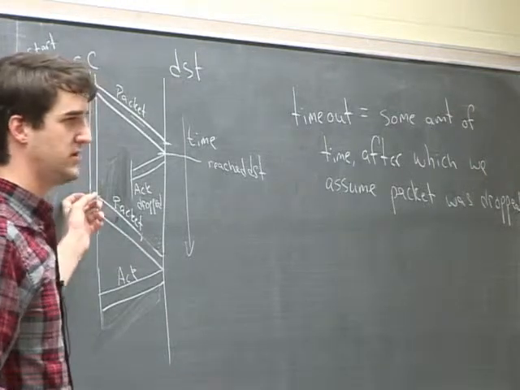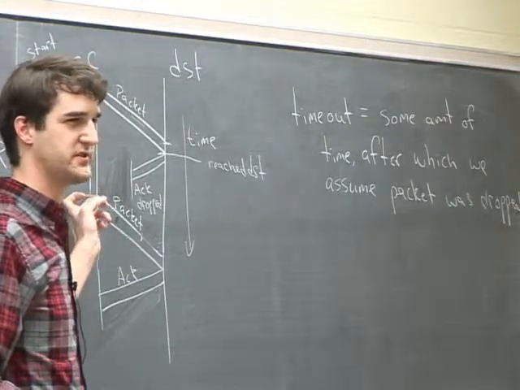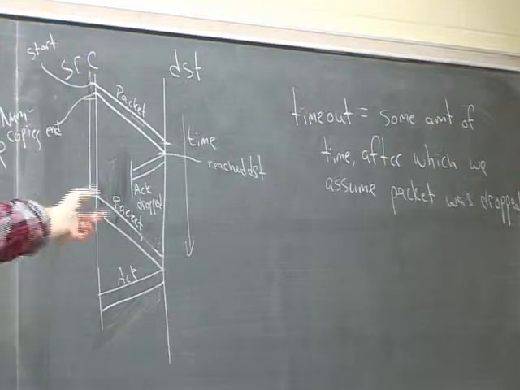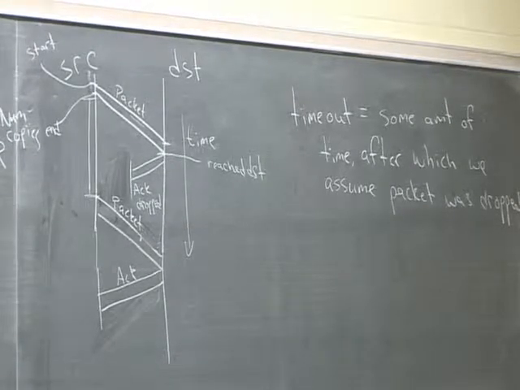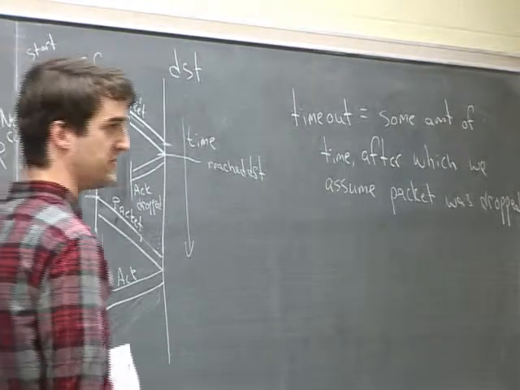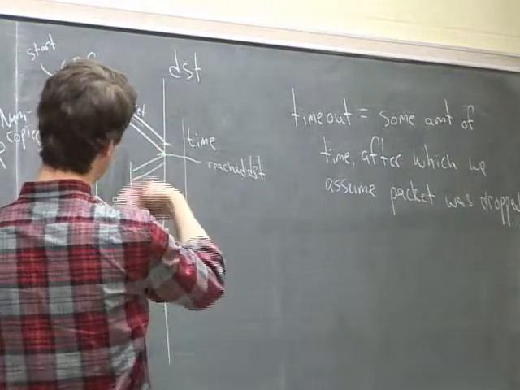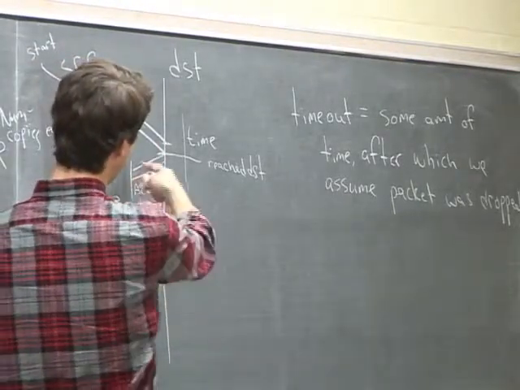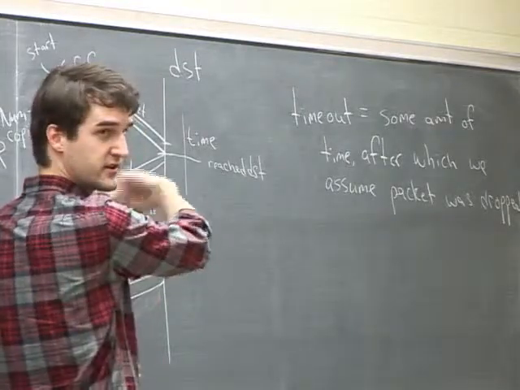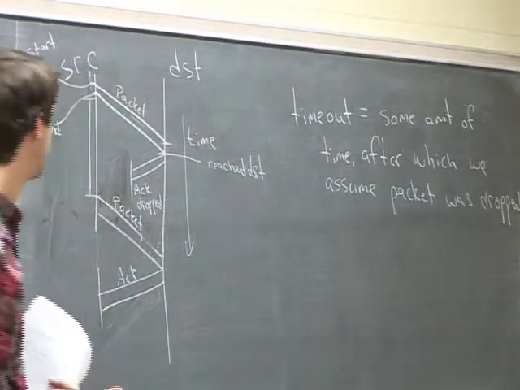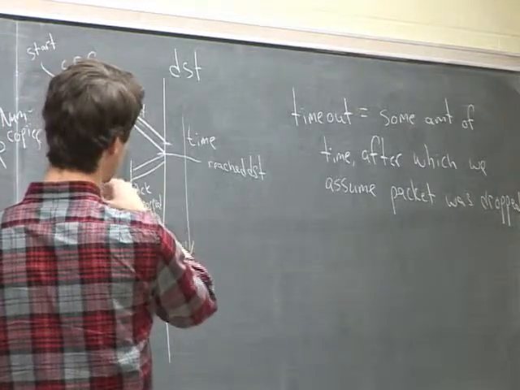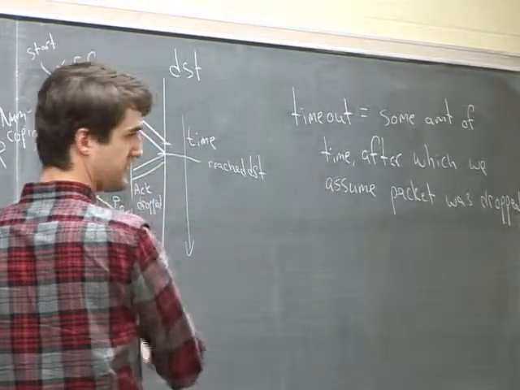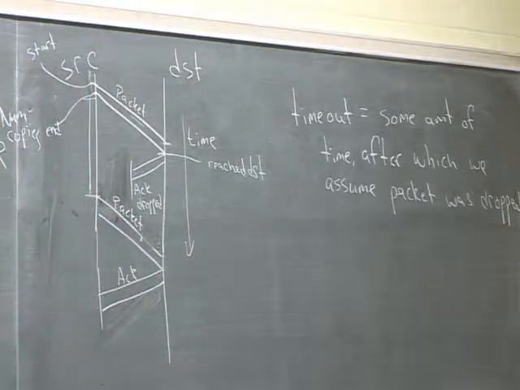Can anyone tell me a problem with using timeouts to detect failures in the transmission? It'll take a long time. Right, it'll take quite a bit of time, because we have to set our timeout value long enough that we could have received the acknowledgement if it was actually sent. So we have to gauge this to make it long enough but not too long. It's a tricky trade-off.